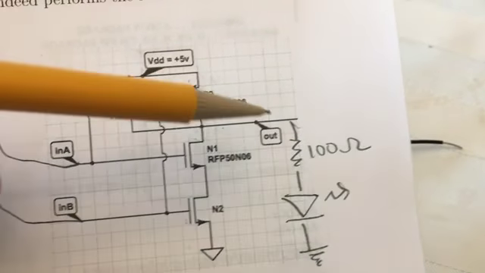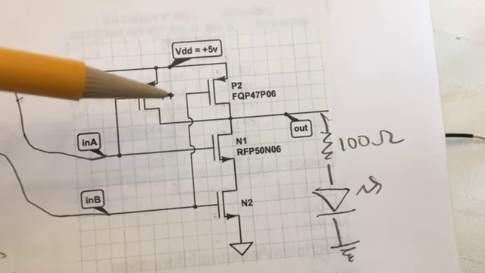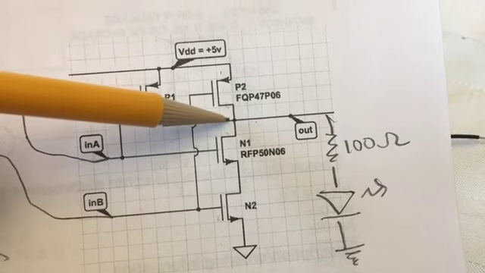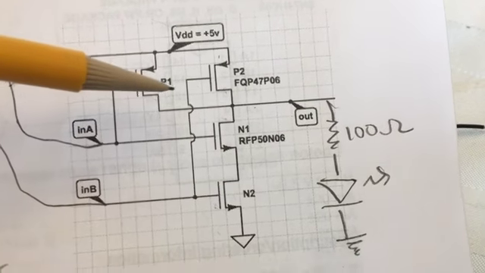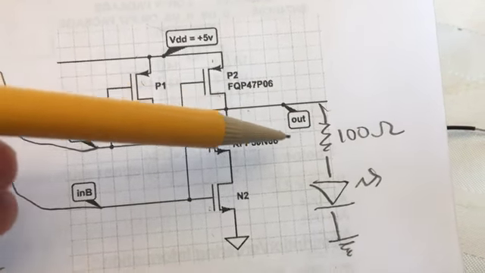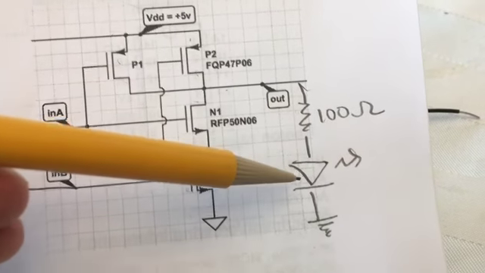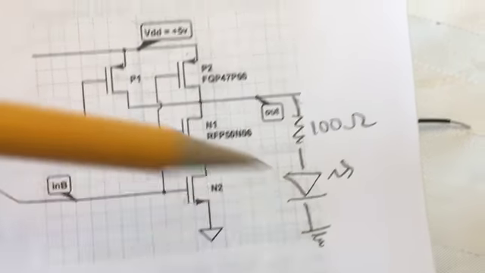To display the output, so that the output goes to these 2 drains, it also goes to this drain. To see that happen, I have a 100 ohm resistor and a red LED to ground.